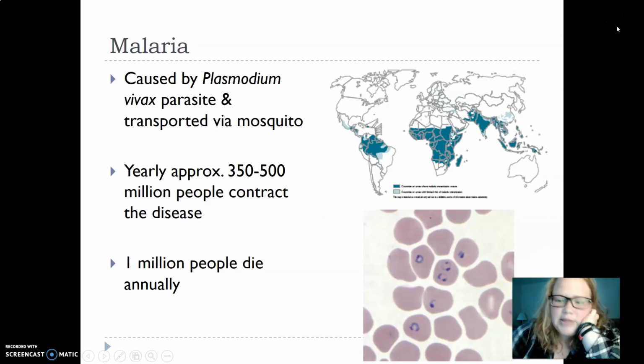Malaria. So malaria is one of my personal favorites because it's super interesting. It is caused by what's called Plasmodium vivax, which is a parasite, and it's transported via mosquito. It's estimated that 350 to 500 million people contract this disease every single year, and 1 million people die from this disease every year.